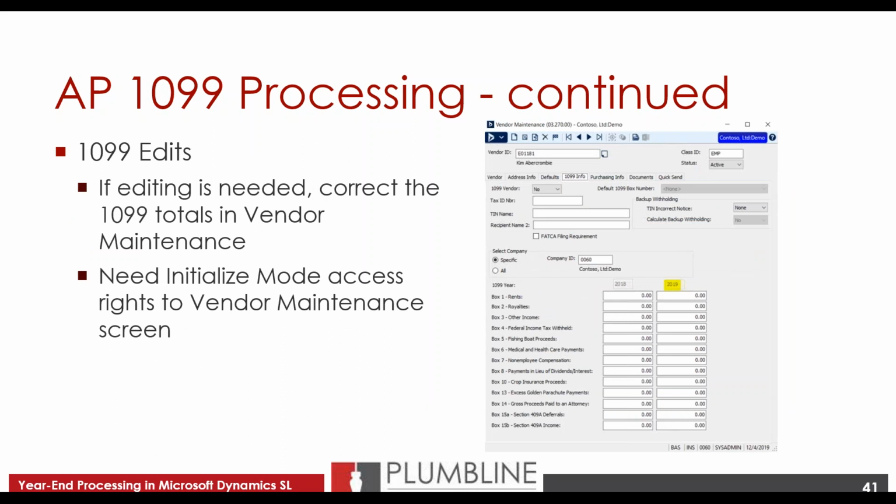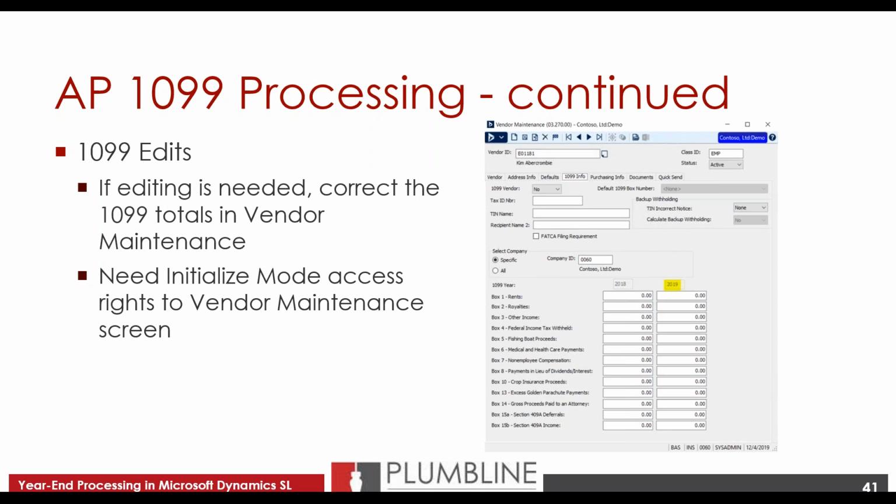If you determine that the 1099 information is maybe not accurate and something needs tweaked, maybe you had a vendor that wasn't flagged as a 1099 vendor for the whole course of the year and they should have been, or a voucher didn't get coded with the 1099 box number that it should have and that voucher's now been paid, whatever the case may be, you can come into the vendor maintenance screen in initialized mode, and we're able to edit these amounts on a vendor by vendor basis. Again, your user must have access rights to be able to use initialized mode in the vendor maintenance screen to be able to make these modifications.